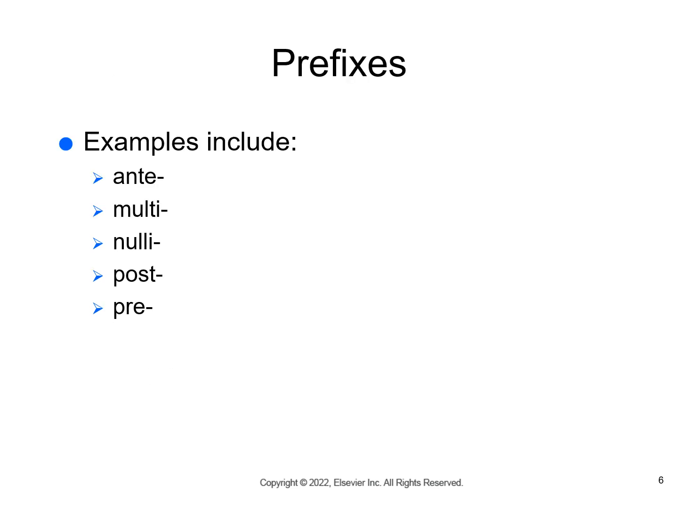We have some new prefixes in this chapter. Ante means before. Multi means multiple. Hopefully everybody can get that one. Nulli means zero or none. Post means after, and pre means before.